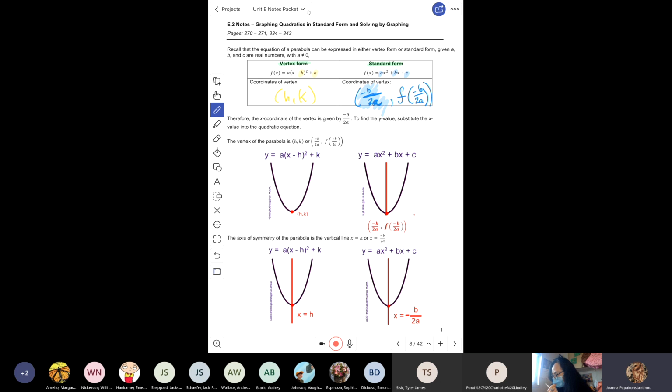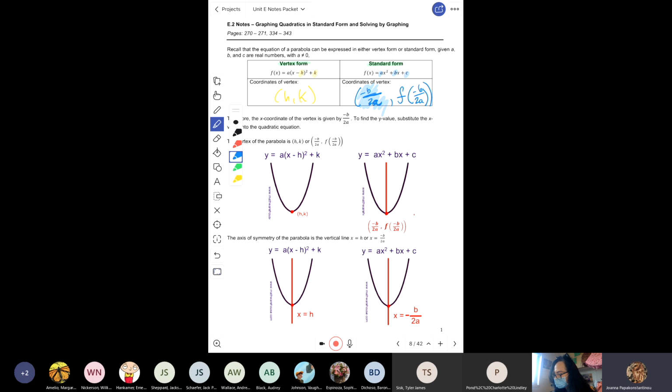So let's go ahead and take a look at the different components of the graphs of these parabolas. So if I have a parabola opening up, remember, we can easily recognize that it is opening up if a is positive. If a is negative, then it's going to open down. But no matter how it opens, if it's a quadratic function, it opens up or down. There is an axis of symmetry.